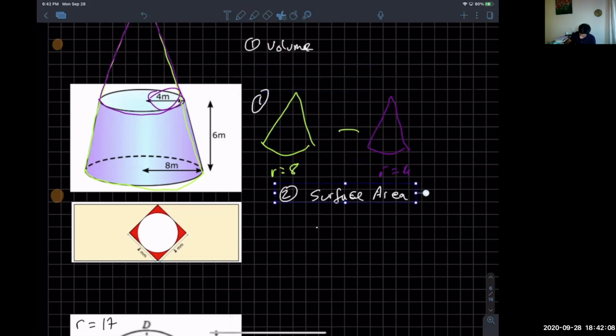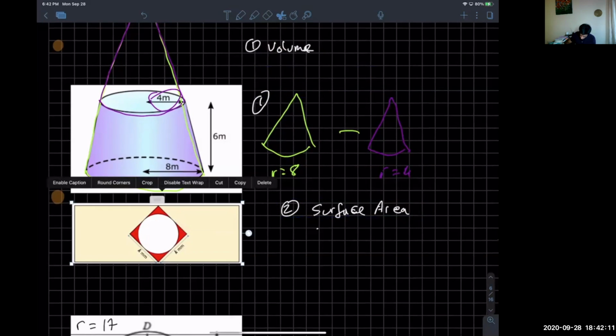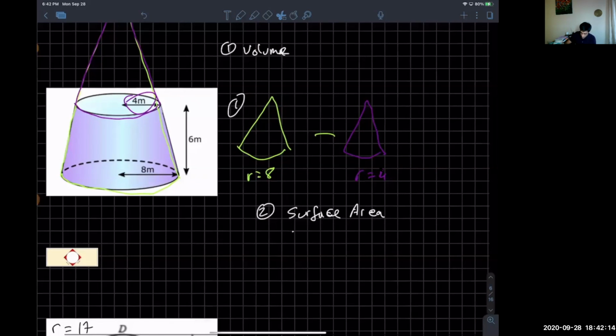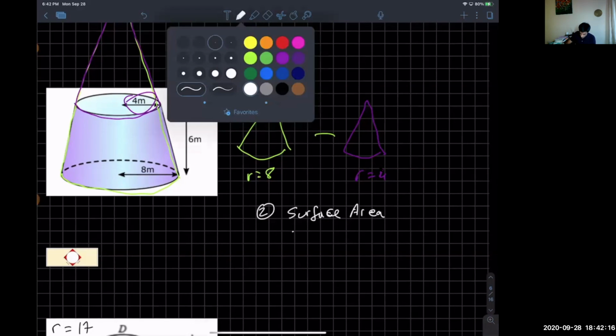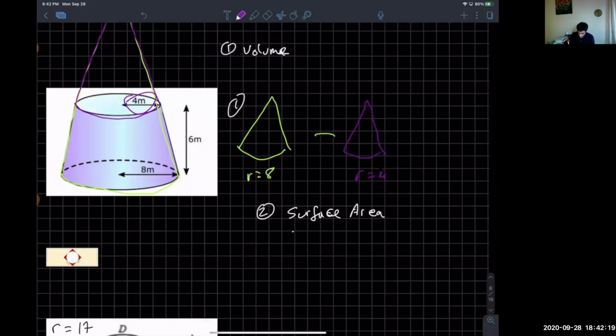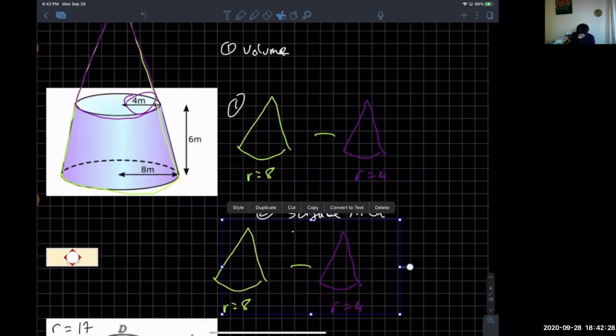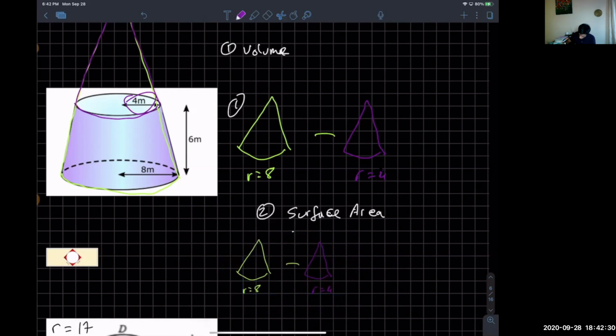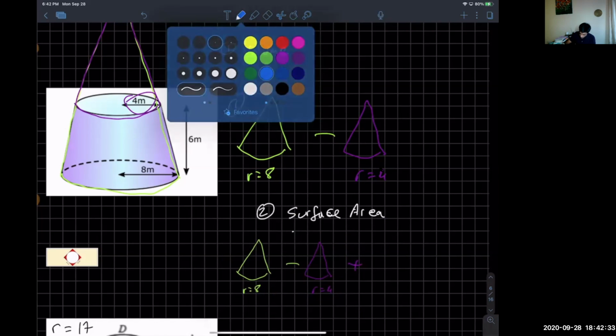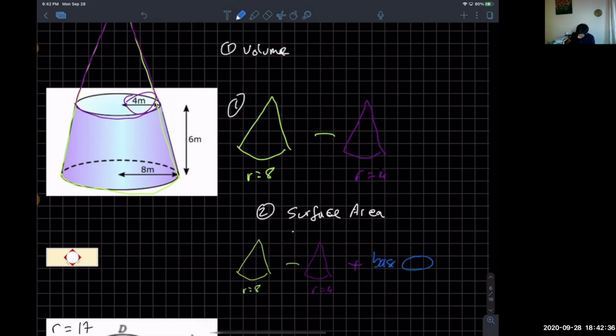Let's do surface area now. Ignore this for a second, we'll bring this back later. Surface area is the surface area of the big cone. So actually same thing here. Surface area of big cone minus surface area of small cone, plus the base circle, which is this thing right here, right? Plus the top circle. So plus this top circle, right? And again, we know the radius there.